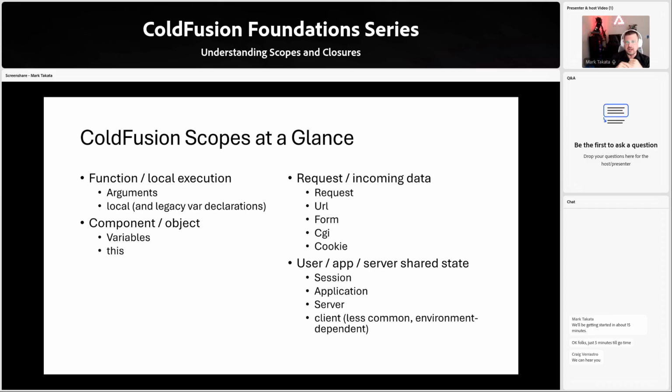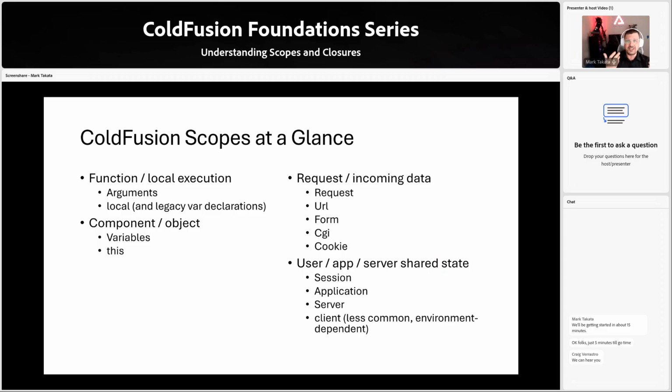All right, here's all the scopes, and later on, by the way, I'll give you a little cheat sheet on what all of these are. And like I said, there's a lot of them. We've got arguments, we've got local, and there's also the legacy var declaratives inside of functions. There's component and objects, so variables and this. Now, the one that probably most of us use, and the one that most people are most familiar with, are the request and incoming data scopes. These are things that we use a lot because, let's face it, a lot of applications are forms, right? They're URLs, they're query, right? And by the way, query is like a pseudoscope. Query is a weird one. We should get into that in a little bit.